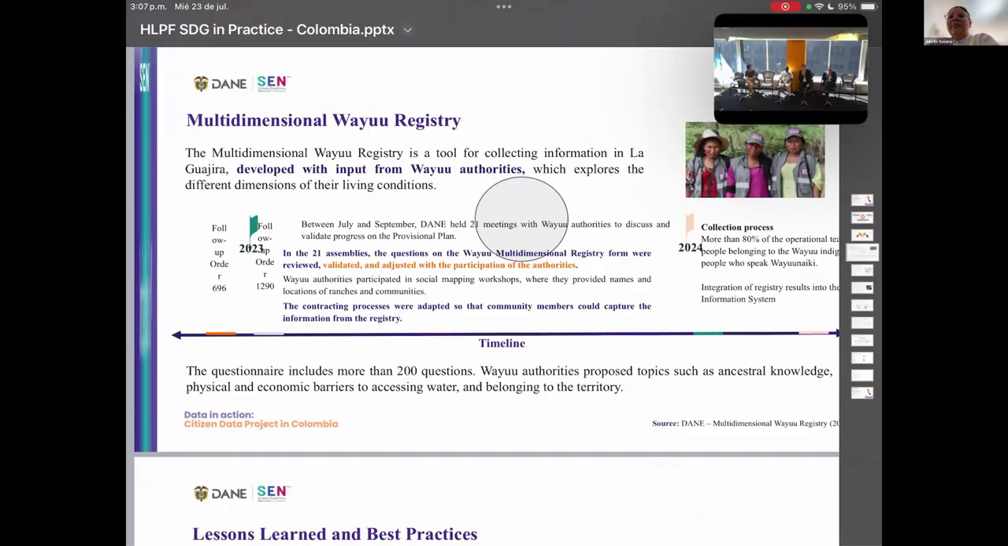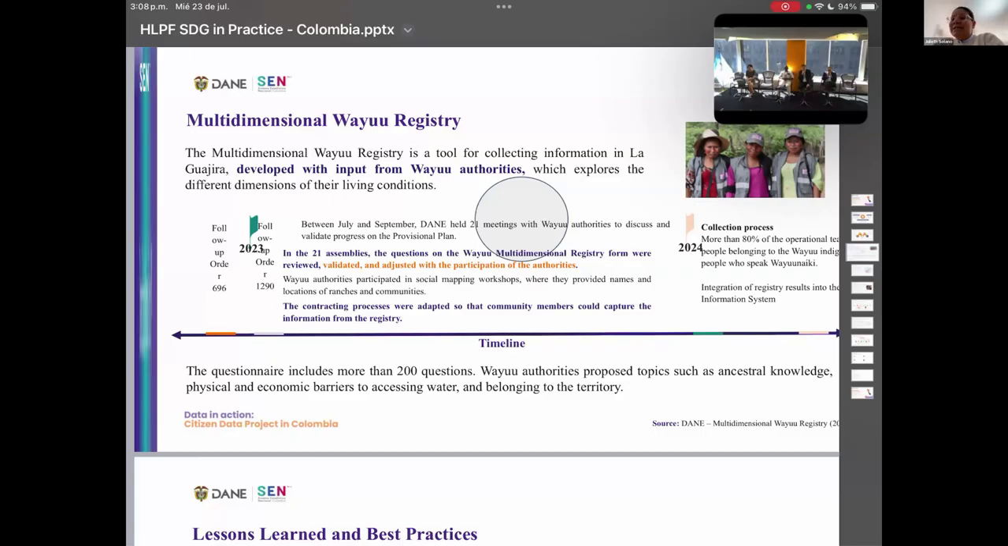To go a little bit deeper into the multidimensional Wayuu registry, this is a registry that we developed in conjunction with the Wayuu authorities. The Wayuu is an indigenous community based in the north part of our country, in the department of La Guajira. In order to develop this registry, we had 21 meetings with the Wayuu authorities and leaders from this indigenous community to get agreements in terms of the questionnaire. The questions that we included were defined in conjunction with the communities. We have a questionnaire that includes more than 200 questions. Wayuu authorities proposed topics such as ancestral knowledge, physical and economic barriers for accessing water, and belonging to the territory.